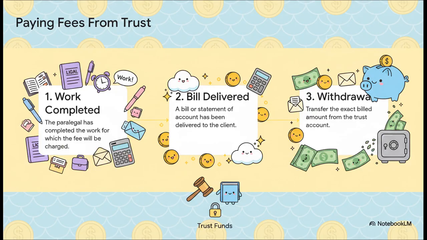And the order you do things in here is everything. It's not a suggestion, it's a mandatory 3-step process. Step 1, you do the work. Step 2, you send the bill. And only then, Step 3, you move the money. If you get that sequence wrong, even if it's an honest mistake, that's considered misappropriation of trust funds. And that is, without a doubt, one of the most serious things you can be accused of.